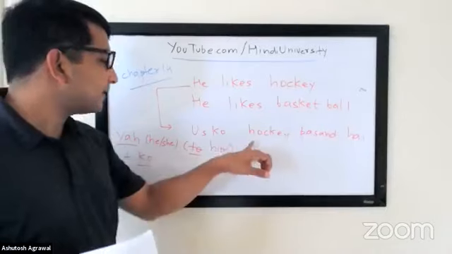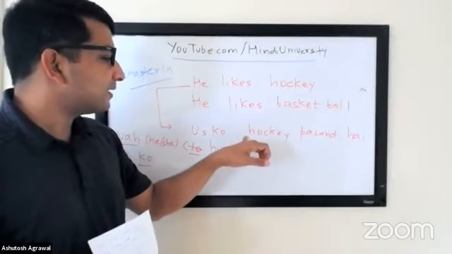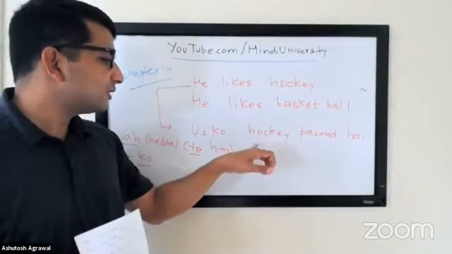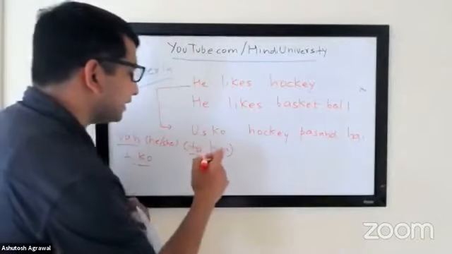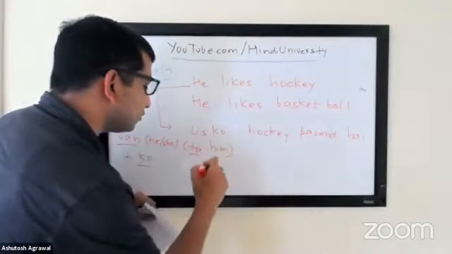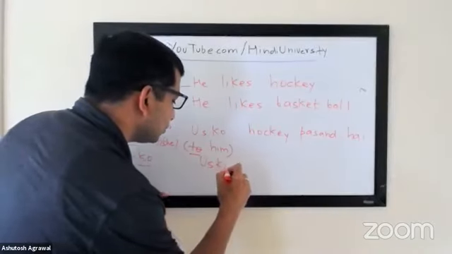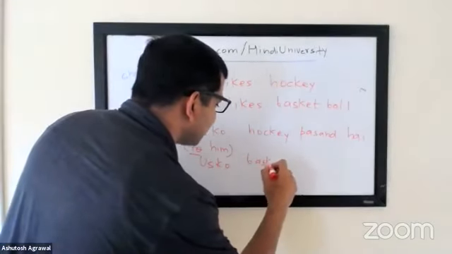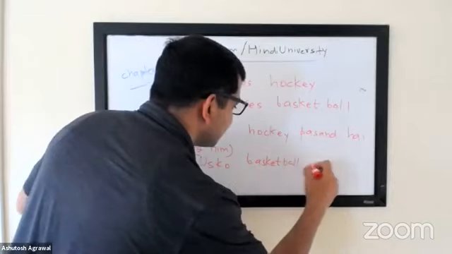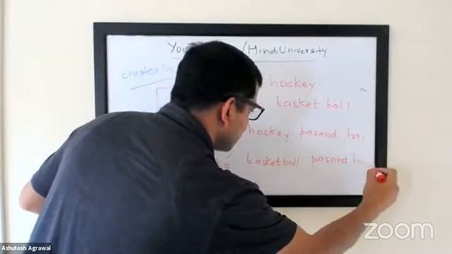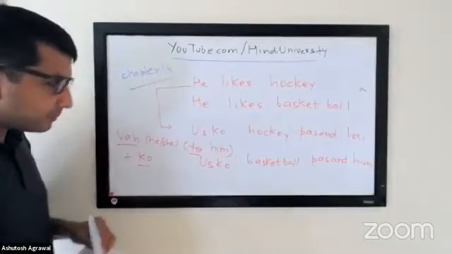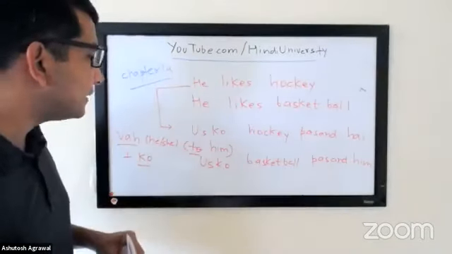You can change hockey with anything else that person likes. Usko hockey pasand hai, usko cricket pasand hai, usko any movie pasand hai. Same thing. The other one, he likes basketball, would be usko basketball pasand hai. So far, so good. These are plain, straightforward Hindi sentences.